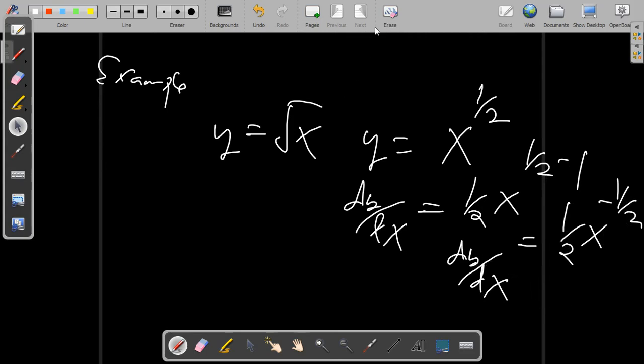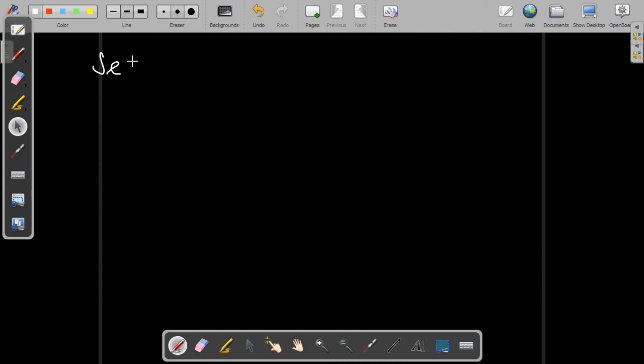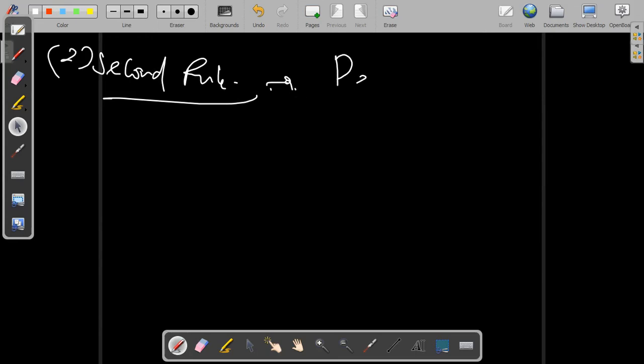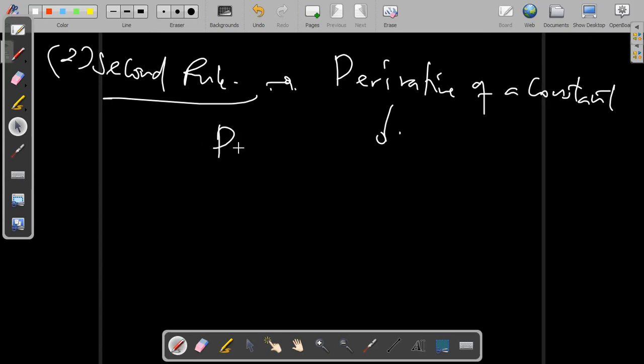Now let's look at the second rule. The second rule is about what we call the derivative of a constant. This is the second rule for derivatives. Now for this case, the derivative of a constant function is 0. Derivative of a constant function is normally equal to 0.